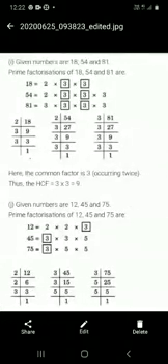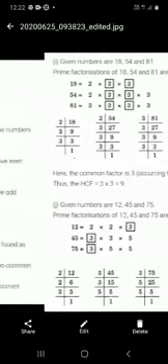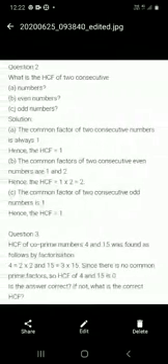Now you will write down the common factor of 12, 45 and 75 is 3. Hence the HCF is 3. Okay. Now we go through question number 2.